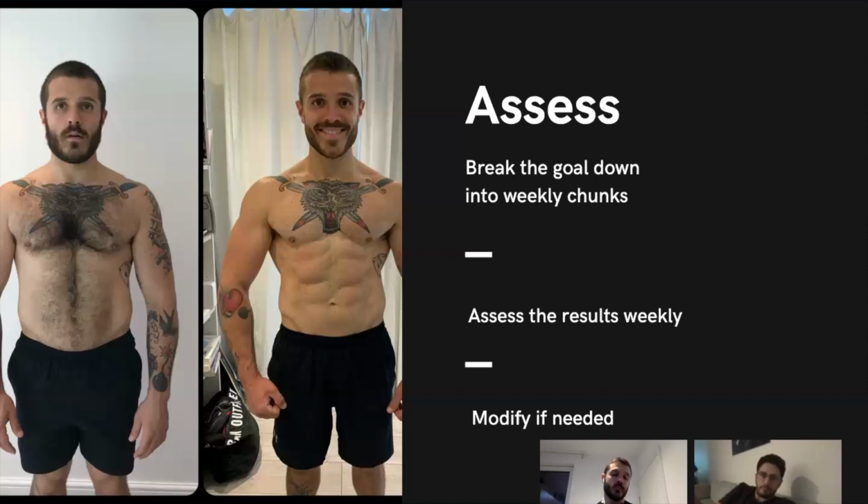Then once you have the goal, which follows the SMART rules, based on that goal, you need to create a plan of action. So what can you start doing, what can you stop doing, and what can you continue doing? And then to help yourself stay on track throughout the process, you have to make sure that you assess the process throughout, and you have to make sure that you break it down into smaller chunks. When we talk about fitness, I like to do this in weekly chunks, and assess the results weekly and then modify if needed. So this is my approach to goal setting.